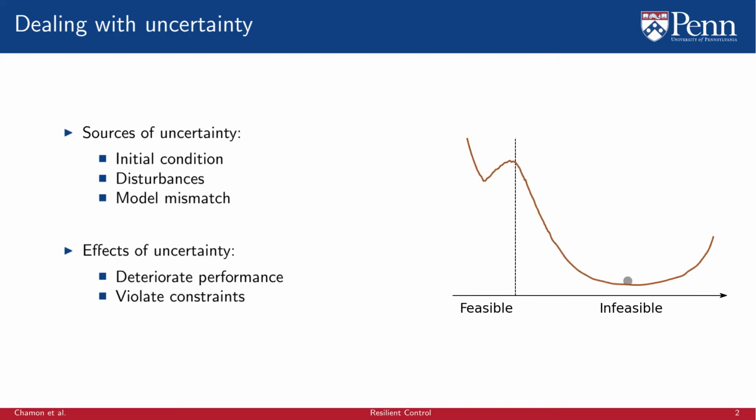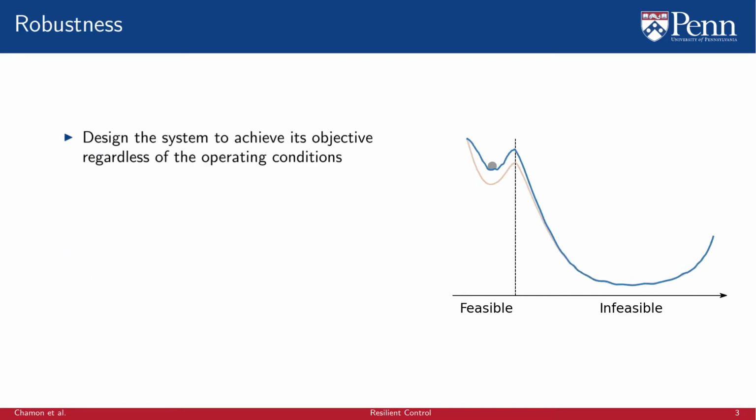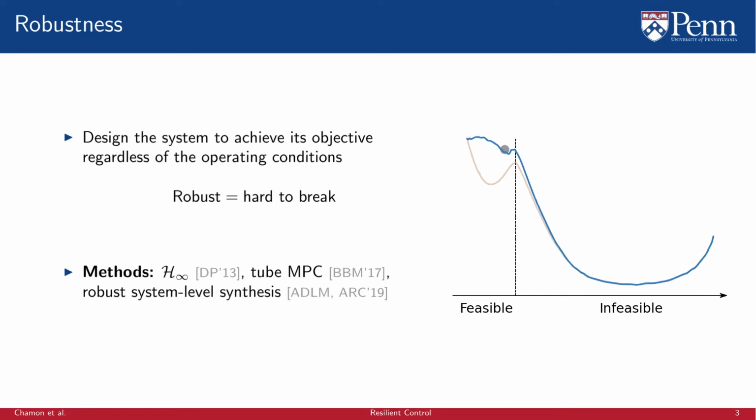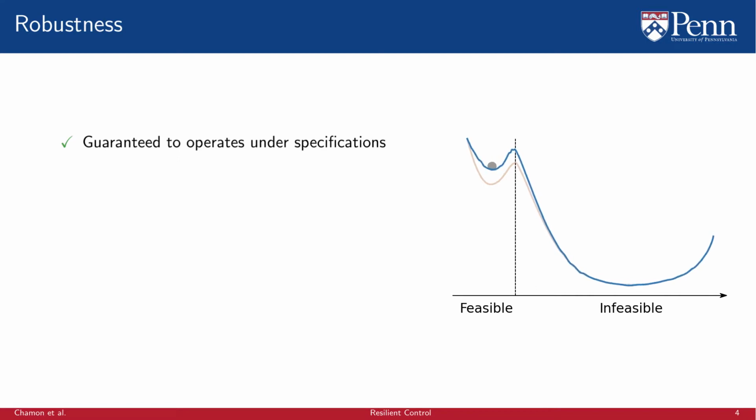The typical way to deal with this problem is to use robust controllers that are designed to remain operational regardless of the disruption. In other words, they are hard to break. There are several methods to design controllers that achieve robustness under different criteria. However, while planning for every contingency guarantees that the system operates within its specifications, it typically leads to conservative designs that have poor performance even in favorable conditions. In some extreme cases, conflicting requirements might even make the design infeasible.